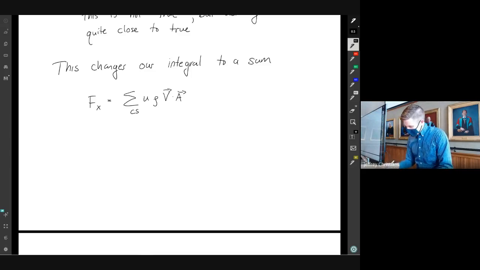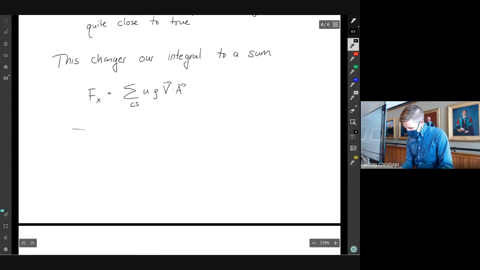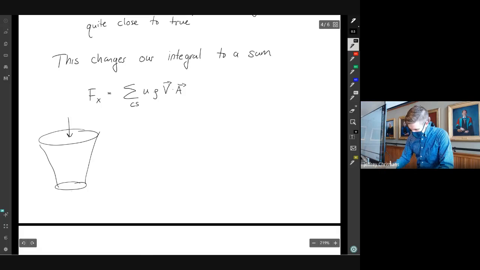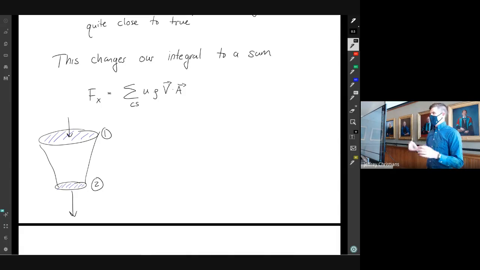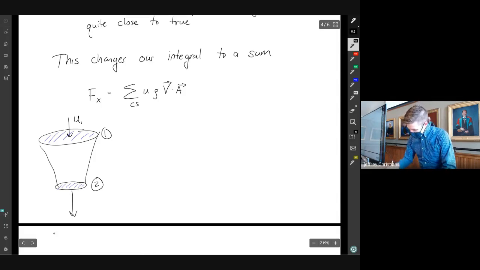So let's look at our system. We have a nozzle like this. We'll call this surface 1 and this surface 2. And by surface, that's like that surface and that surface. We only care about the surfaces where stuff is actually passing through. So here we have a velocity u1. Here we have a velocity u2.